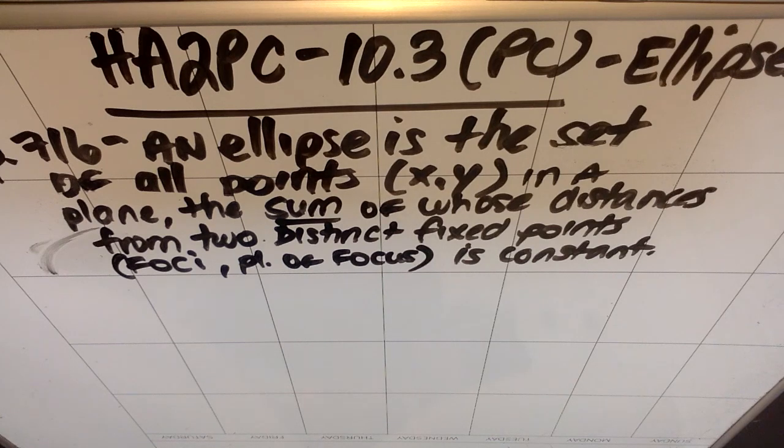The definition of ellipse on page 716 in your textbook says that an ellipse is the set of all points x, y in a plane, such that the sum of their distances from two fixed points, which we call foci, that's the plural of focus, is constant.